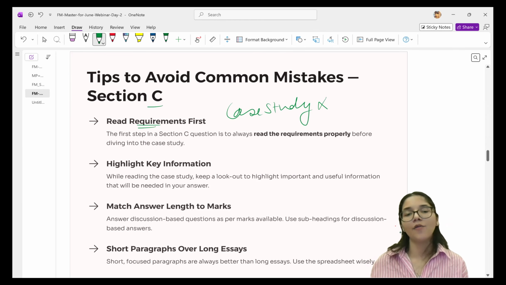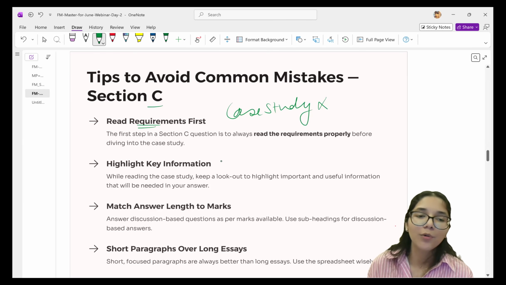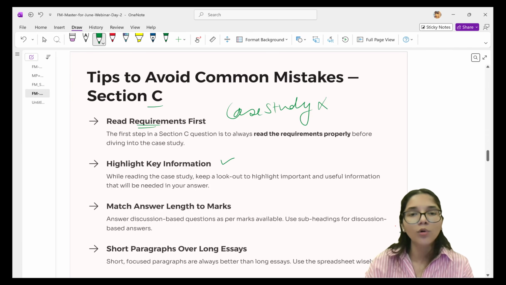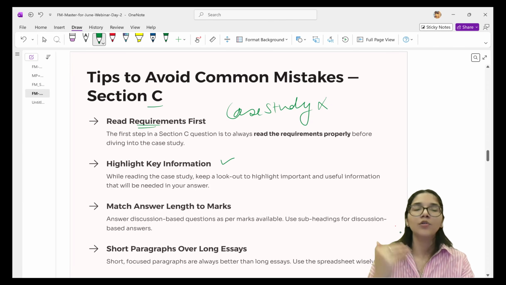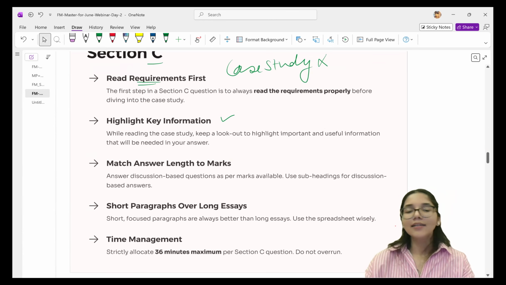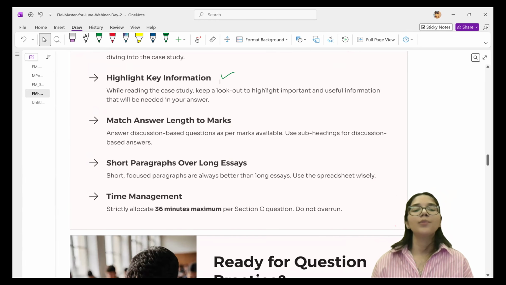Once you have read the requirements, you've understood what exactly you're supposed to calculate and what exactly you're supposed to discuss, then you start reading your case study. Tip number 2 is that you should always highlight the key information. Once you have read the requirements, you know what workings you're supposed to do. So any information in the case study that you could need to come back to later for solving, you can highlight so that you don't waste a lot of time locating that information again.